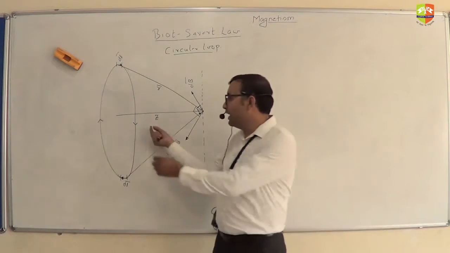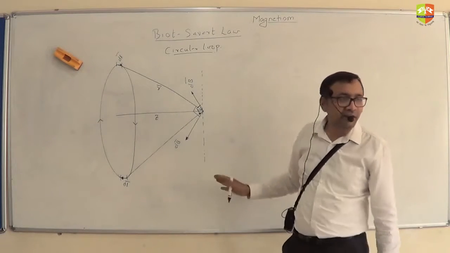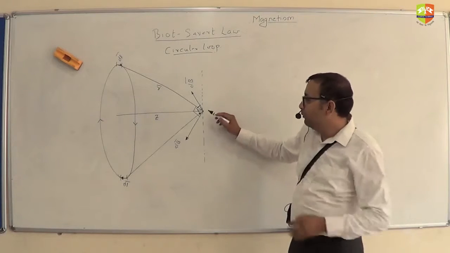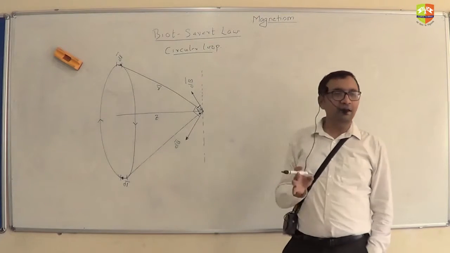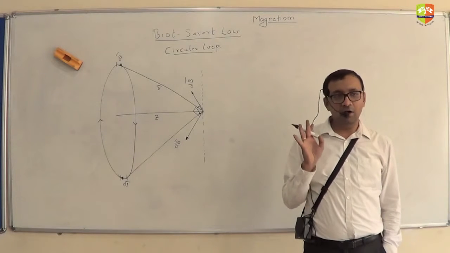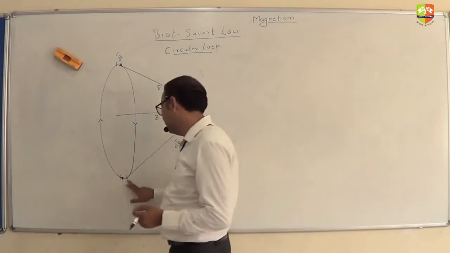I can take any two diametrically opposite points. Their magnetic field components perpendicular to the line get cancelled away. So all I have to do is take the component along the axis and integrate that only. That will be my total magnetic field. All of you agree to this? Yes. Okay? So now remove dl.